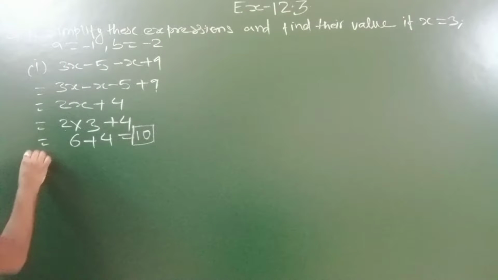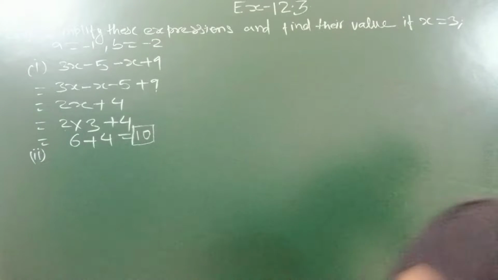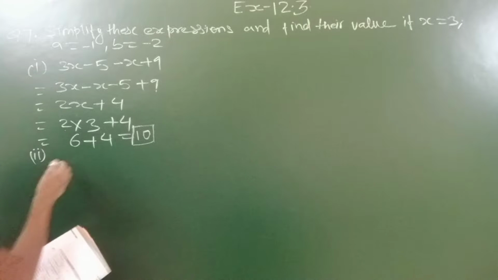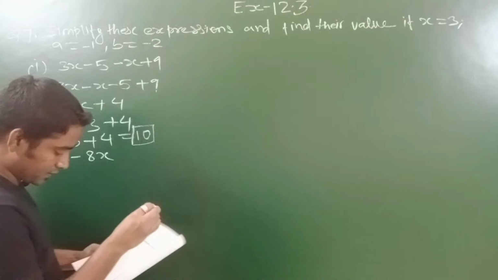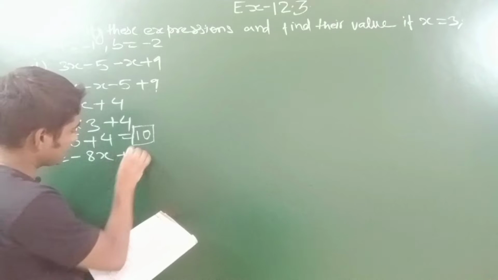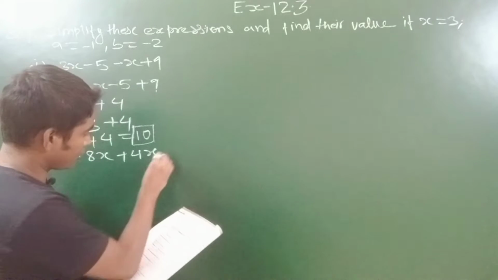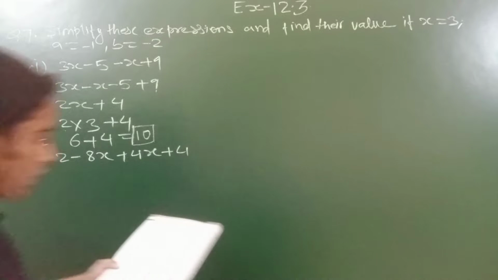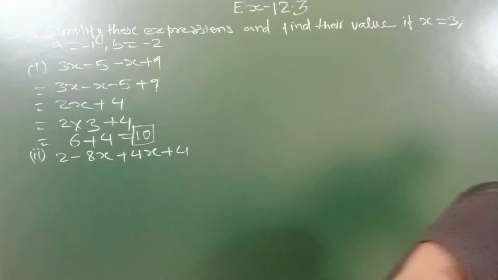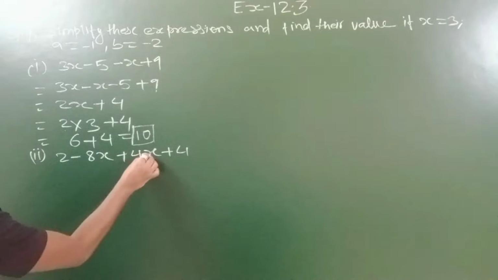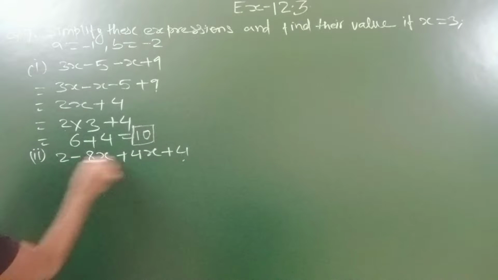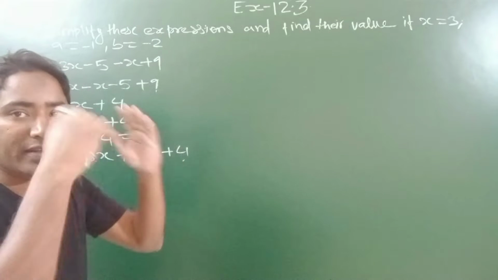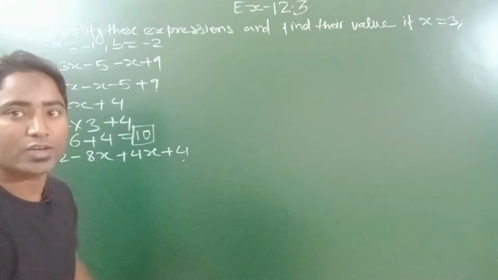Okay, moving to the next expression, number 2. The expression for number 2 is given as 2 minus 8x plus 4x plus 4. Again, if you look at the expression, students, it is not solved or simplified to the simplest form. As you can see, these two are like terms and these two are like terms, so write them together, perform the operation, get the simplified form of the expression, and then put the value of the variable and get the value of the expression.